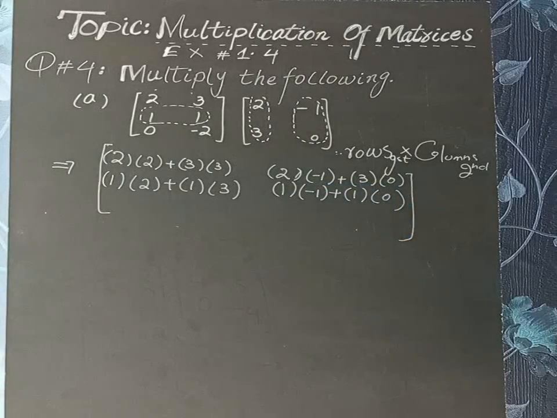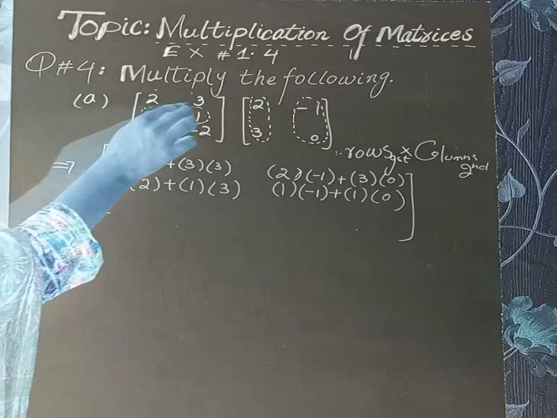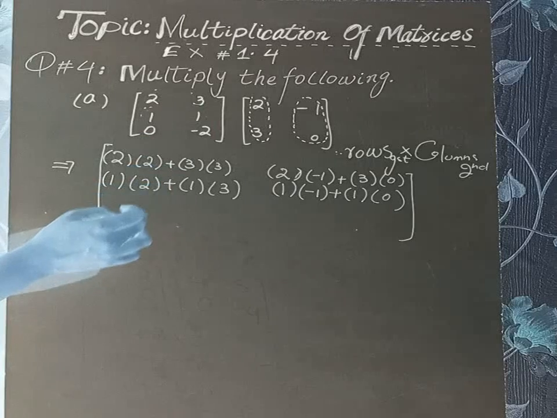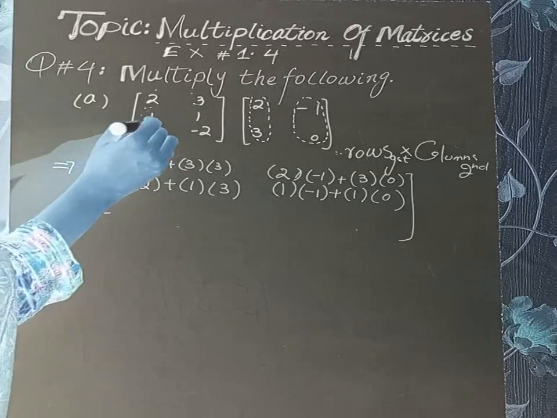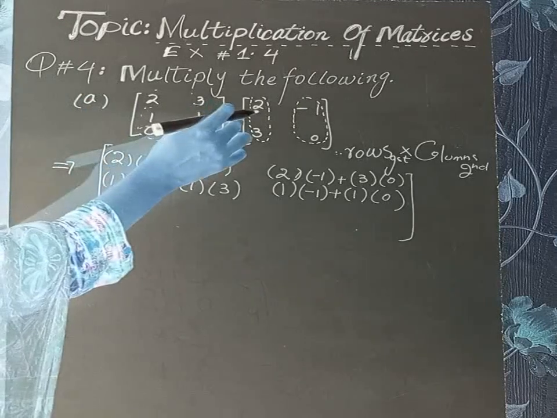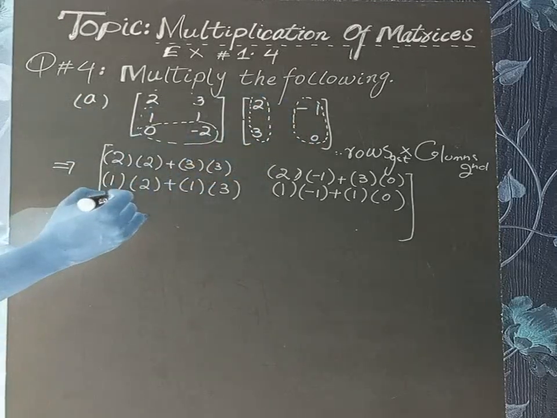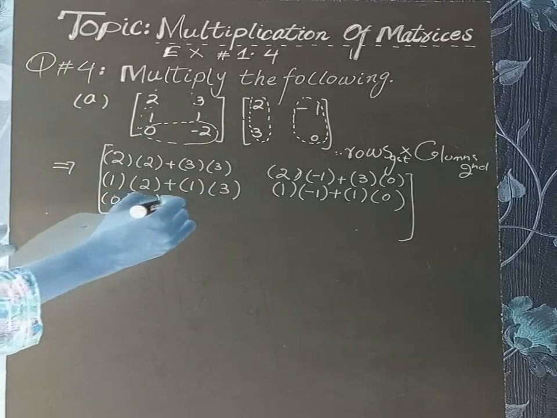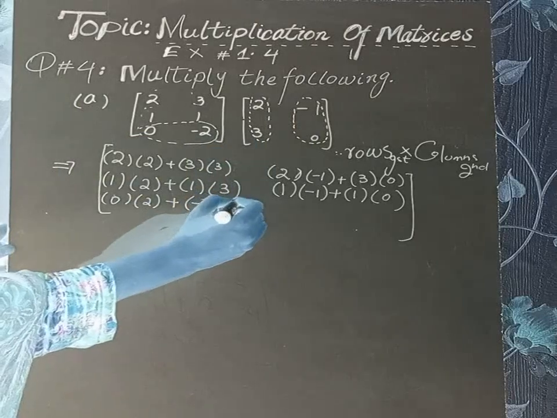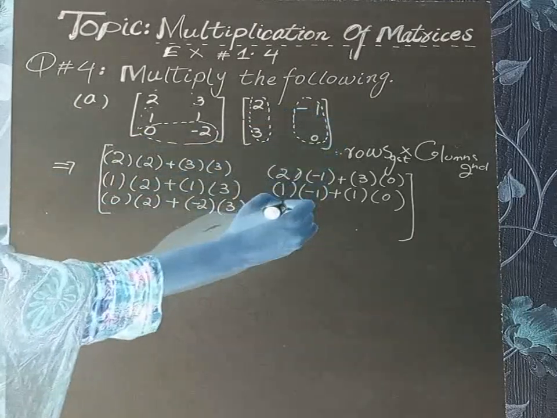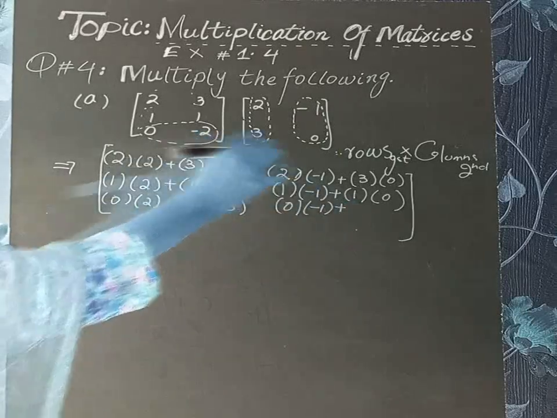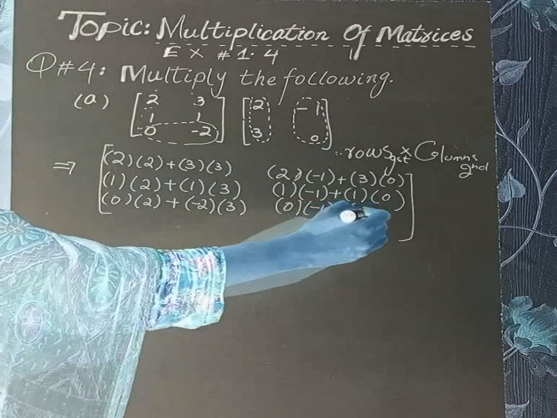Then we'll come towards the third row. When we move towards the third row, in the resultant matrix we will move from first, second and third. Now the third row, 0, minus 2, will be multiplied by both the columns, first and second. 0 multiplied by 2 plus minus 2 multiplied by 3. 0 multiplied by minus 1 plus minus 2 multiplied by 0.